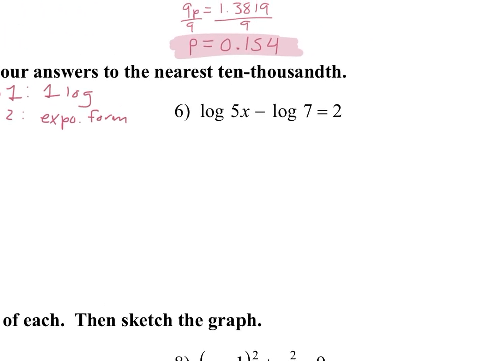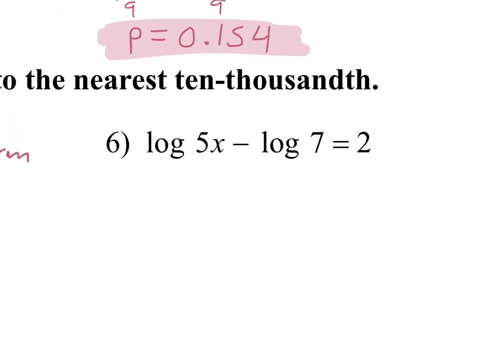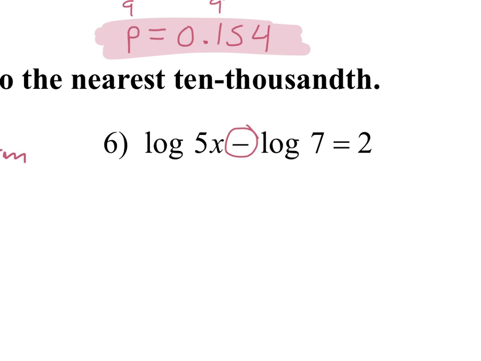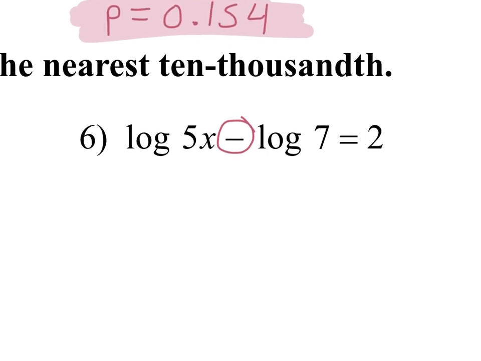We're going to do the same thing for number 6. The only difference is here we have a subtraction sign in the middle. And we know subtraction goes with division when condensing our logs. So when we put it into 1 log, we're going to do 5x divided by 7, the first one divided by the second one, is equal to 2.